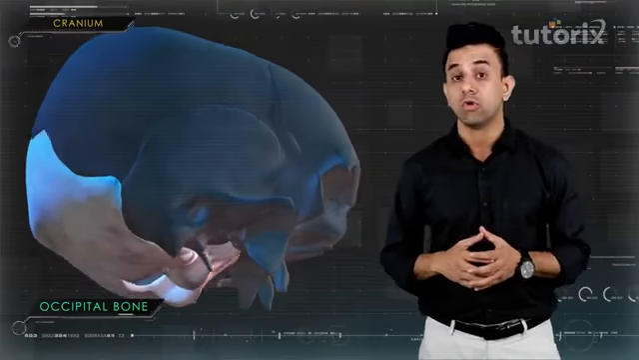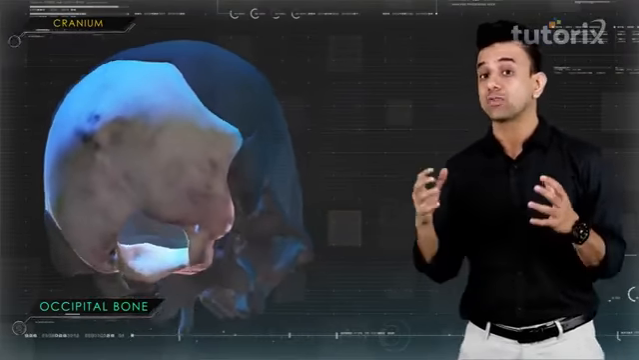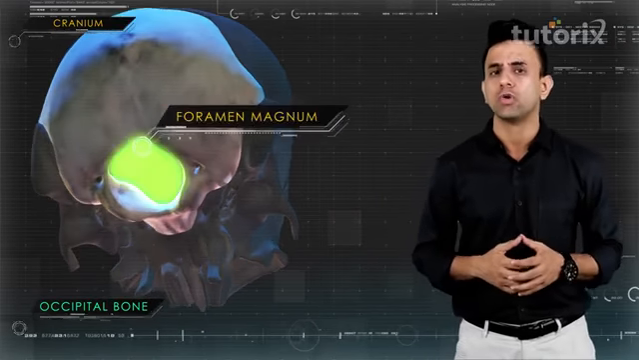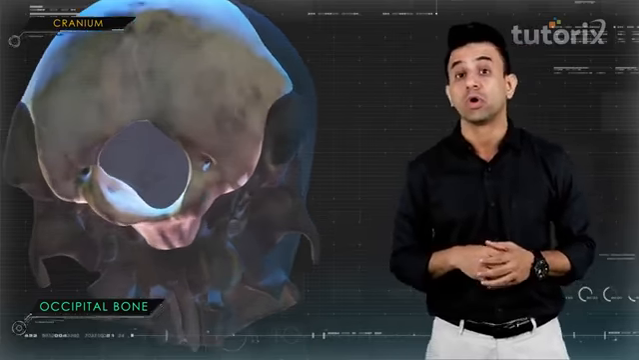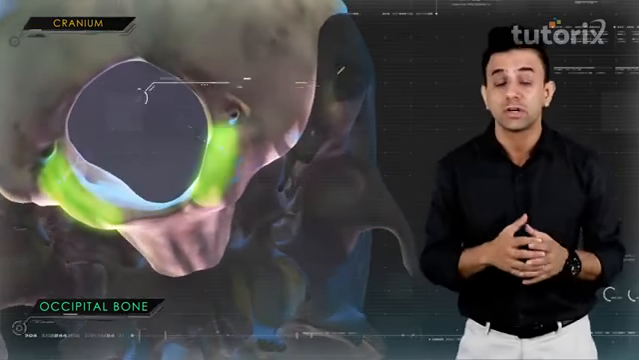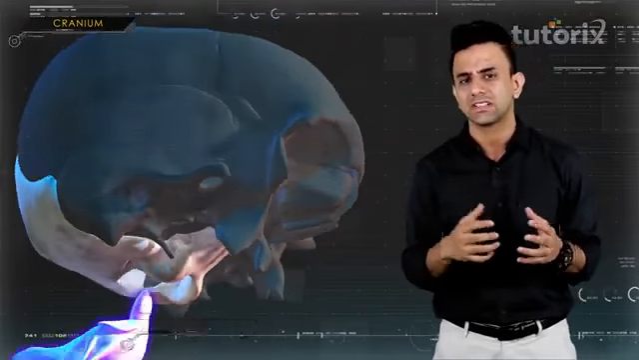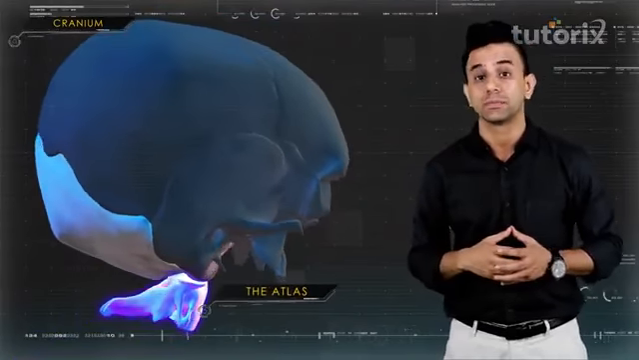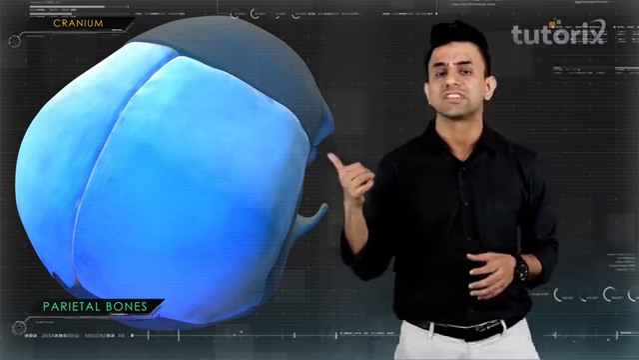Next is the occipital bone. The occipital bone forms the back of the head, and as already stated, it has a hole known as foramen magnum. Not only this, the occipital bone also has protuberances known as occipital condyles, through which it connects with the atlas, that is the first cervical vertebrae. Next is the parietal bone. Well, these are present at the sides of the skull.